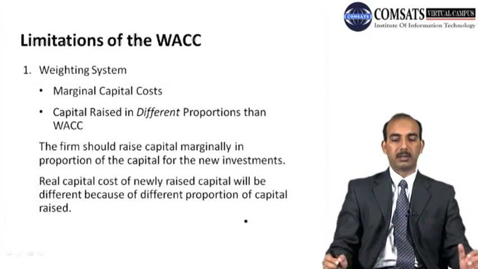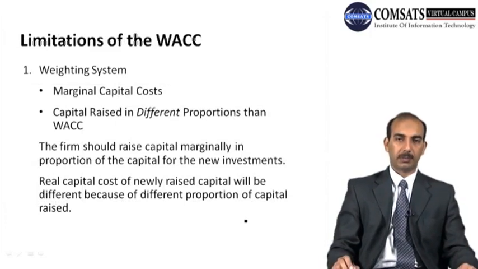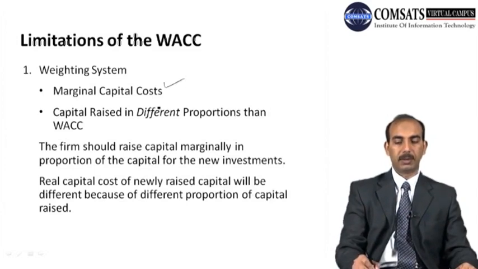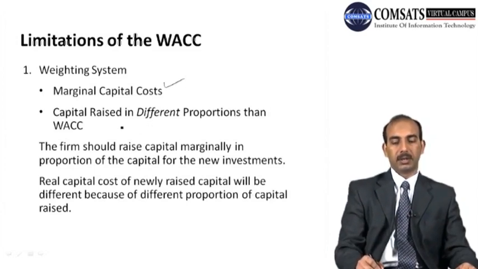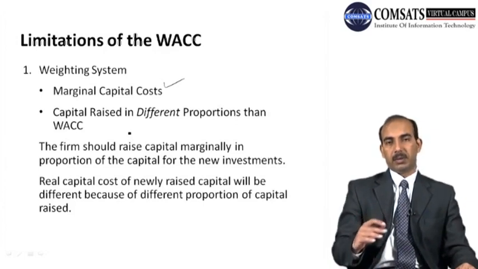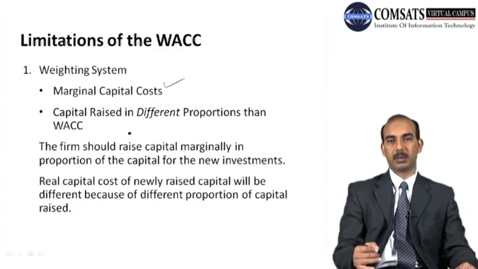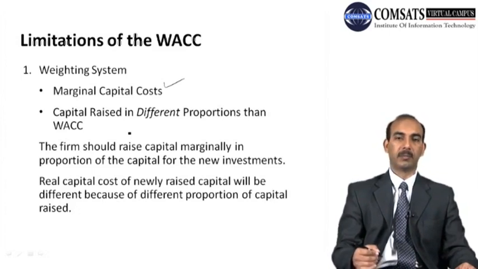And what are the limitations of the weighted average cost of capital? First of all, the weighting system, that is the marginal cost of capital, and the capital raised in different proportions than the weighted average cost of capital. When we say marginal cost of capital, it means if the firm has to arrange financing, and the firm's capital proportion, that is we calculated in the previous slide, 30% for the debt, 10% for the preferred stock and 60% for the common stock.